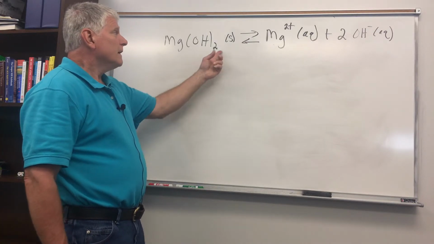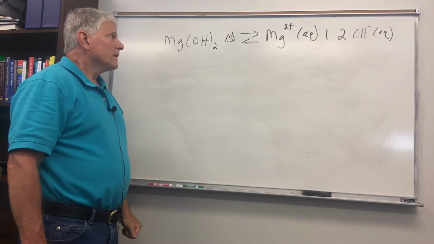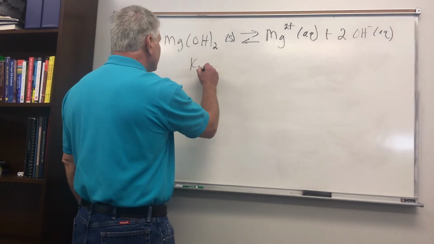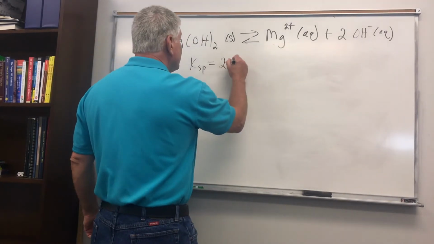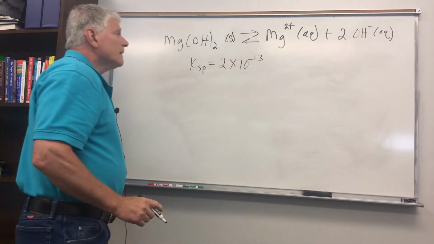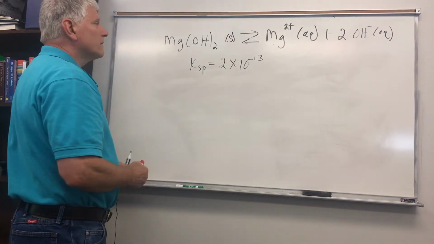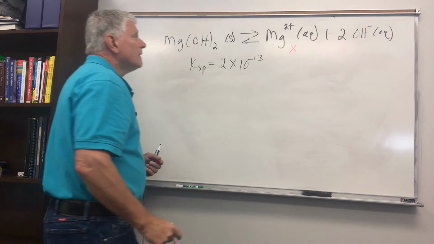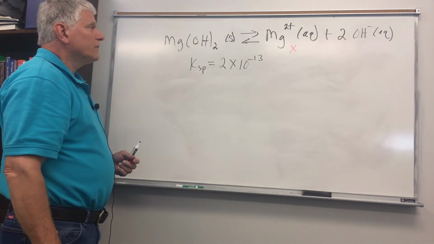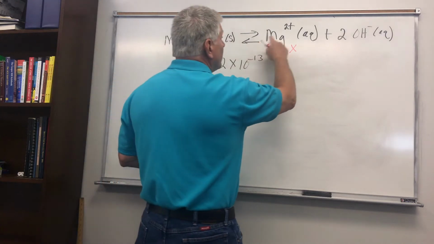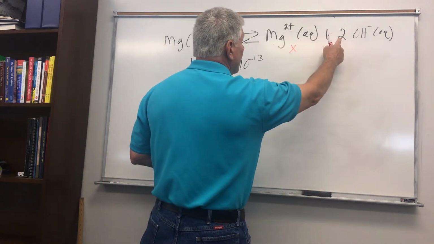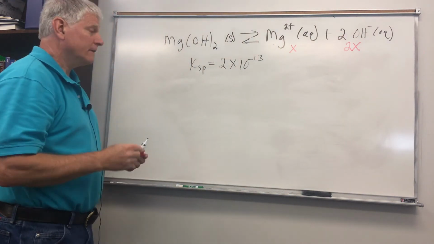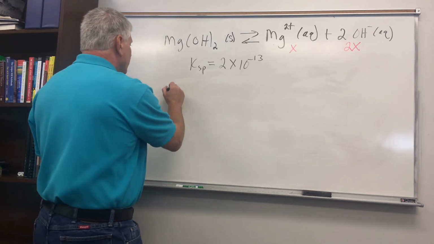So this is the equilibrium expression for the dissolution of magnesium hydroxide in water, and KSP is fairly small. It's 2 times 10 to the minus 13th. So now we use our tools for equilibrium. So we'll let X be the amount of magnesium 2+ that is formed. And since there's a 1:2 ratio between magnesium and hydroxide ion, the amount of hydroxide ion that's formed will be 2X.